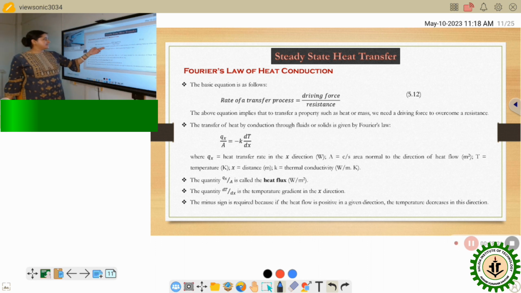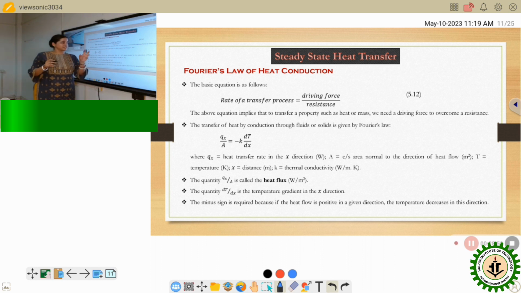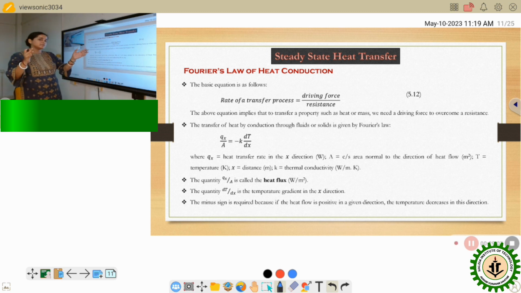The above equation implies that to transfer a property such as heat or mass, we need a driving force to overcome a resistance. Let me give you one example: you are studying. What is your driving force? Your driving force is to get good marks, and that will make you study harder. What will be your resistance? Your resistance can be your health condition, or you may want to watch some TV, or you want to have some slack time. Your drive to perform better in the exam should be high enough to overcome those slacking thoughts and accelerate your rate of study. So what will be the driving force for heat conduction? Temperature difference. That temperature difference should be high enough to overcome the resistance of heat transfer.